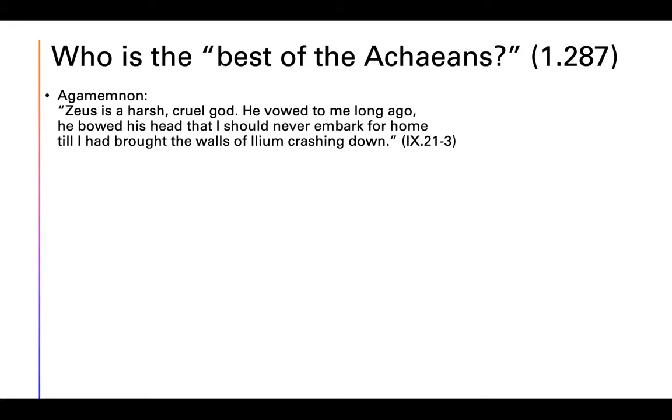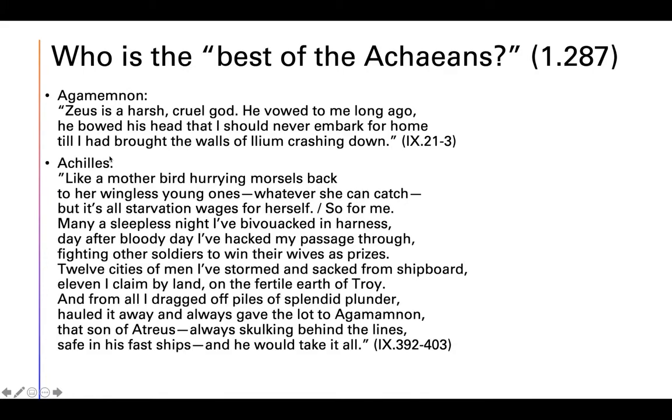He has lines like this: "Zeus is a harsh, cruel god. He vowed to me long ago, he bowed his head, that I should never embark for home till I had brought the walls of Ilium crashing down." Whoa, this is amazing. Agamemnon seems to have a direct connection to Zeus. Zeus made a vow to Agamemnon long ago that I, Agamemnon, will bring the walls of Ilium crashing down. Pretty exciting. Not everyone has a direct relationship with Zeus in that way, so Agamemnon does have one. Seems good. He's got this kind of prophecy to bring down Troy.